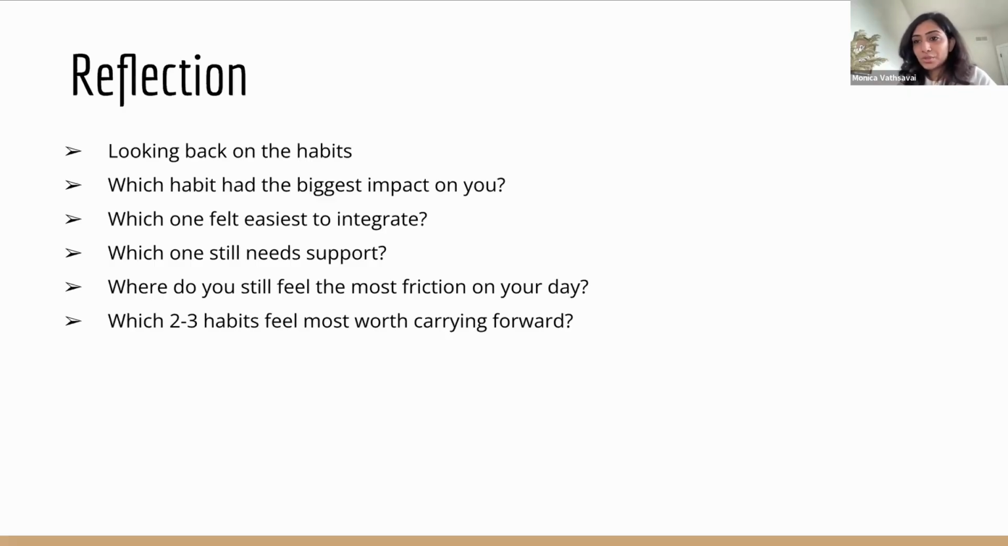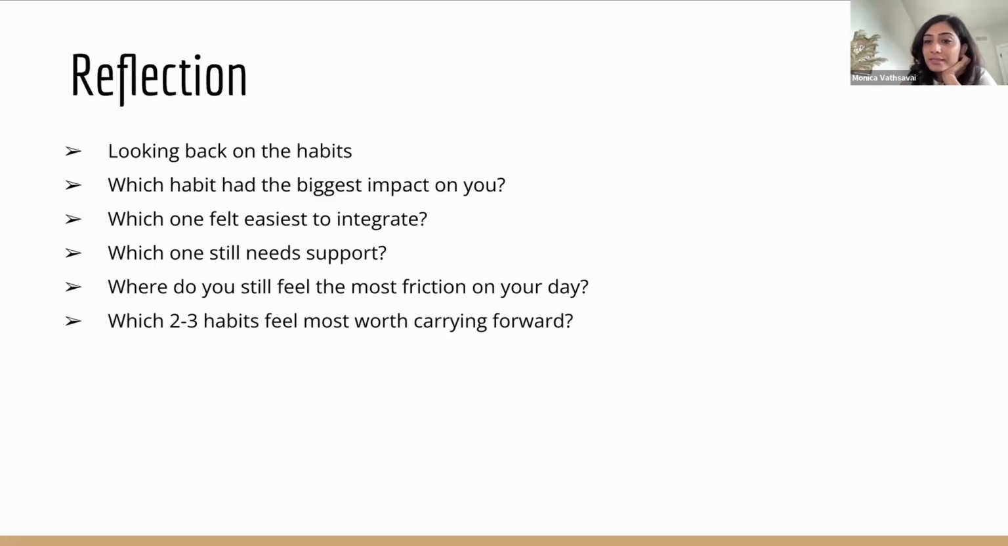Maybe it changed your digestion or your energy or your evenings or your awareness, or simply the way you felt in your day. So think about which habit had the biggest impact on you and which one felt easiest to integrate. Sometimes the simplest habits are the ones that make the biggest difference. So which one felt easiest to integrate?